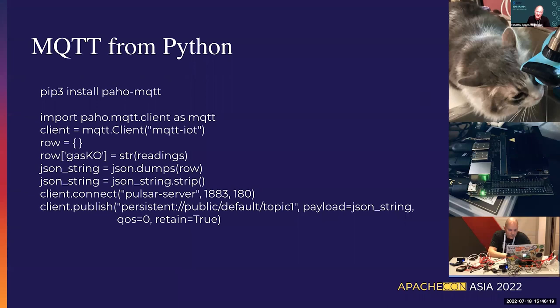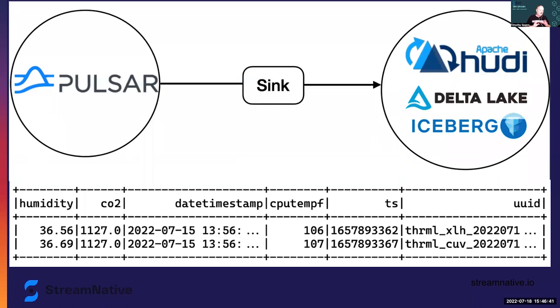We support the regular MQTT libraries. This code works with any MQTT broker. It works with Pulsar. It's just a small example of pushing data into Pulsar, and it looks just like regular code. If you look at the source code for air quality, I'm doing that with Java as well, just to show you that flexibility.